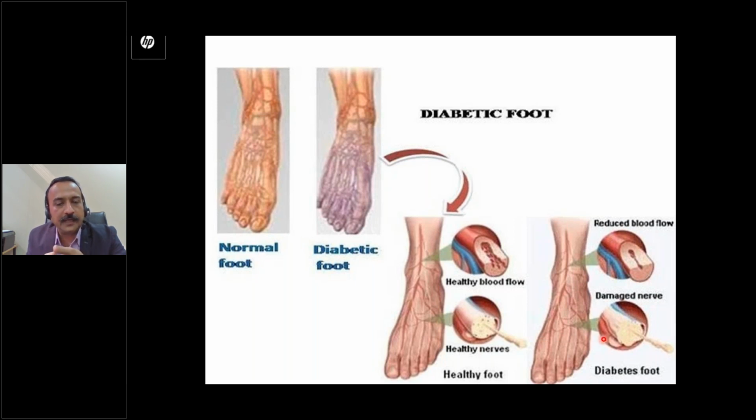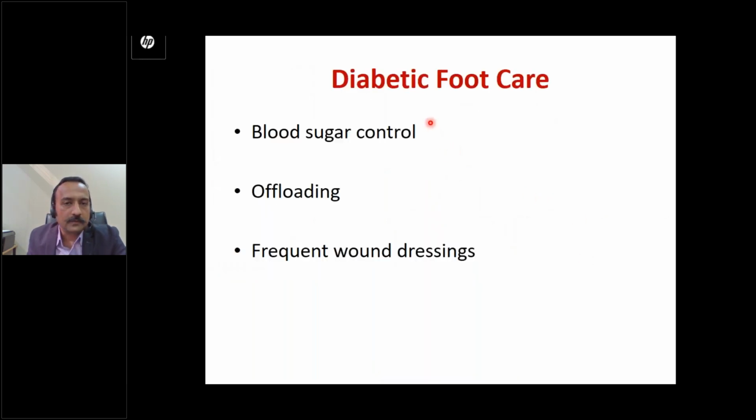With nerve injury, they don't feel the pain of the injury, and with the blood supply, nutrients are not delivered to the wound and the wound doesn't heal in time. Remember, this diabetes is usually long-standing diabetes. Somebody who is diagnosed as diabetic now will not develop wounds within the next few days or weeks or months. It takes some time. So the basic principles of diabetic foot care: you have to keep the sugar under control. Fluctuating sugar is more of a problem.